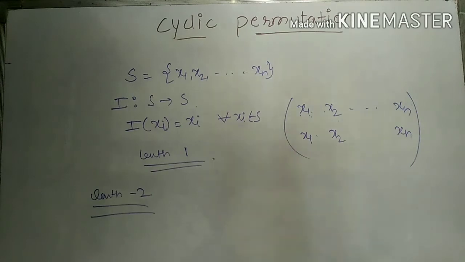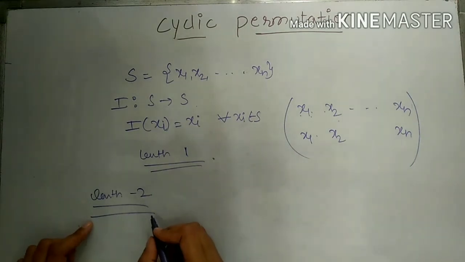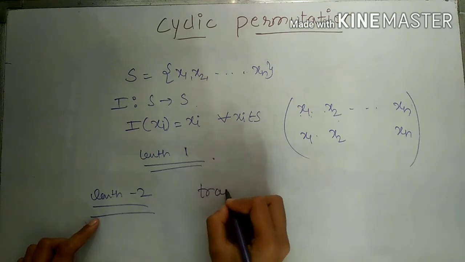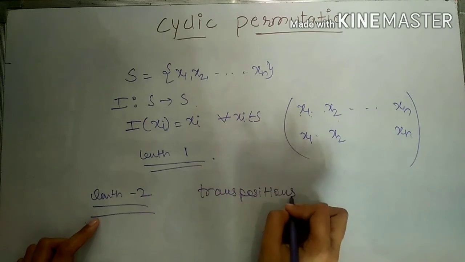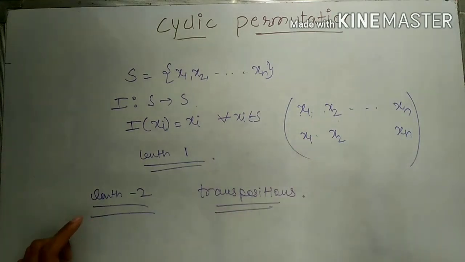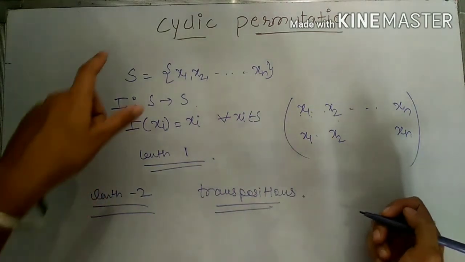And if we have any cyclic permutation of length 2, then it is called a transposition. So here we get an idea of cyclic permutations.